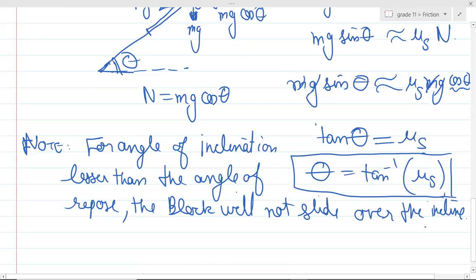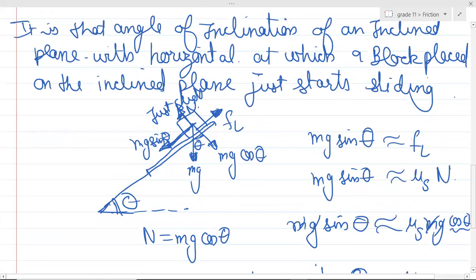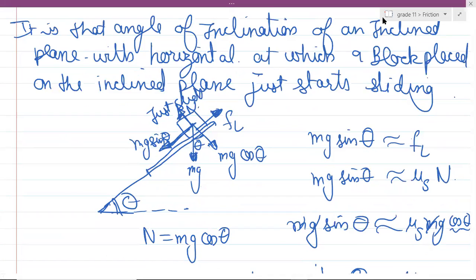So until your angle of inclination doesn't become greater than this angle, till the time your angle of inclination doesn't become greater than the angle of repose, till that time the object will be at rest. Once it becomes greater, then it will slide. Any doubt in this? Hello, guys, any doubt in this? Please write it. Please draw the diagram.